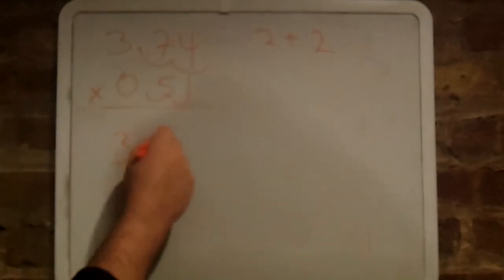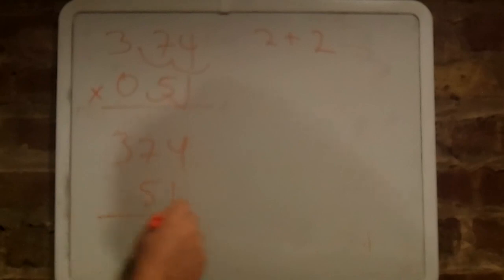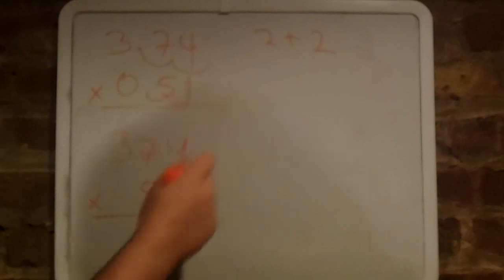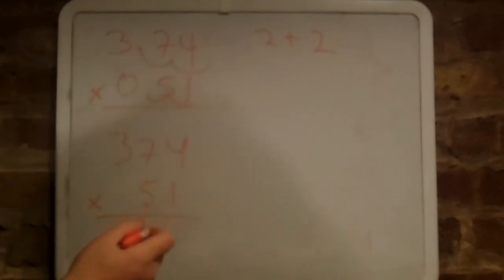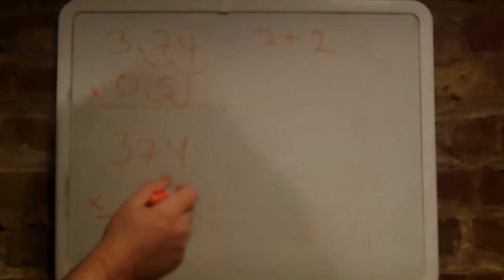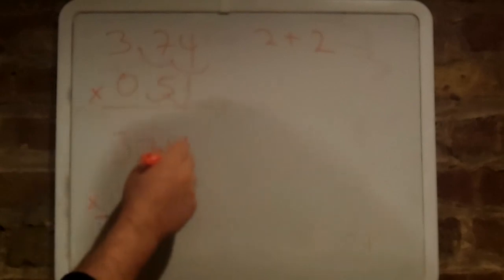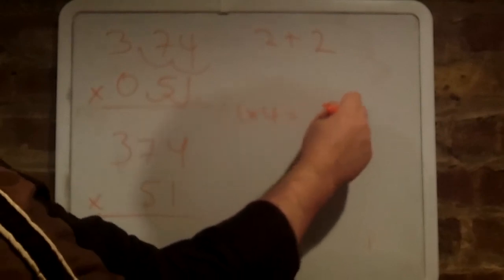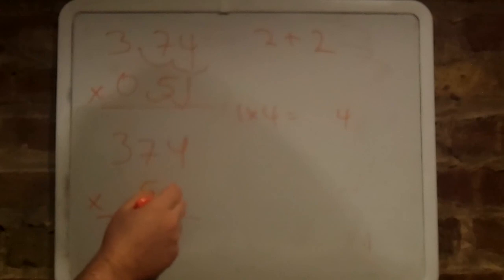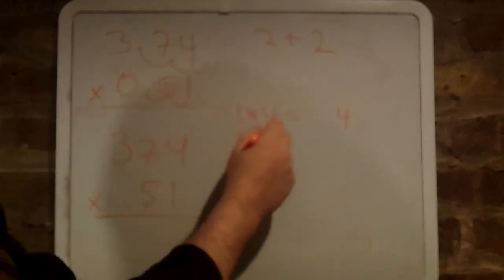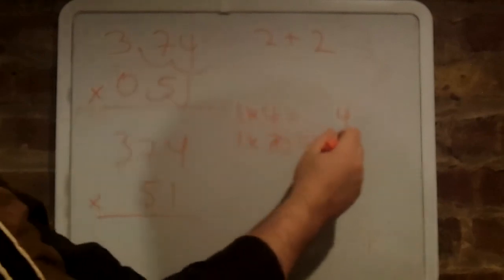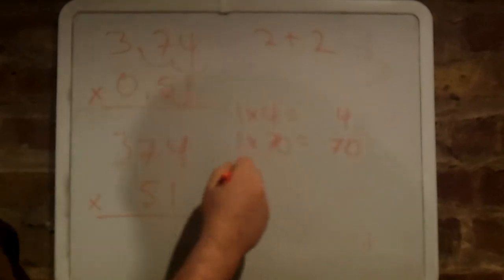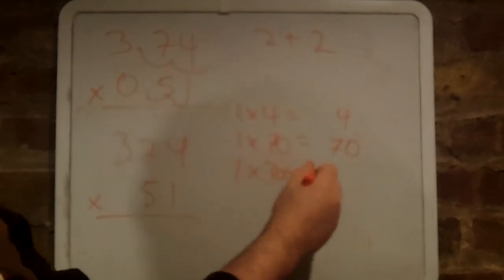So let's work out 374 times 51, since that's easy enough. There's a traditional way of multiplying which I think is a little confusing, so I'm just going to do it in chart form. So first we'd have 1 times 4, that would be 4. Then we would have 1 times 70, which is 70. Then we'd have 1 times 300, which is easy enough. It's 300.